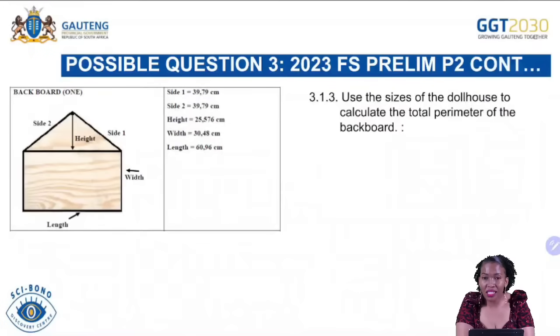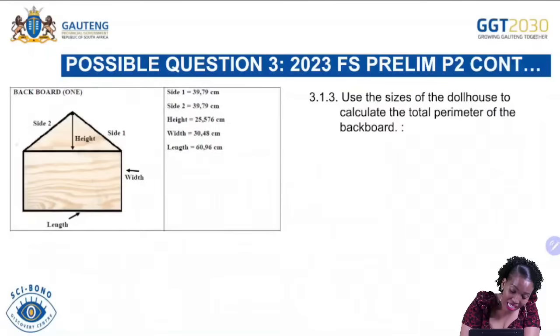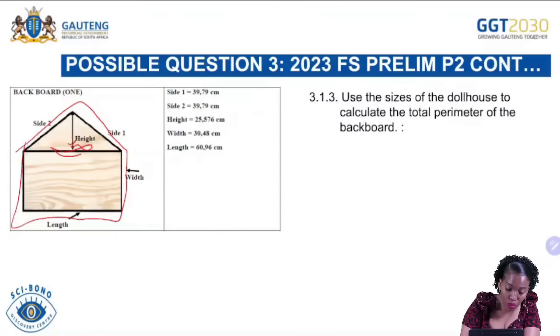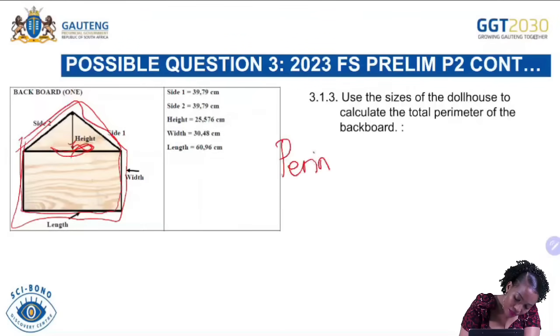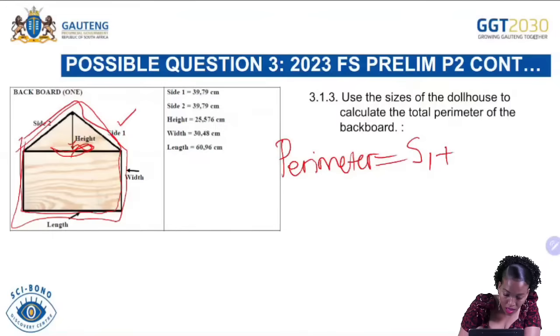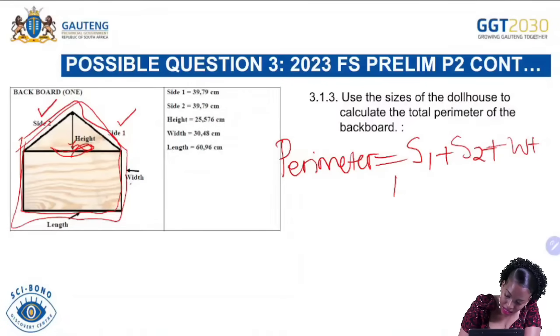3.1.3, use the sizes of the dollhouse to calculate the total perimeter of the backboard. Remember what is a perimeter? Perimeter, it is the distance outside a shape. We don't care about the inside. We don't want to know about the inside. It is just the distance outside a shape. So when you want the perimeter for this shape, we'll say perimeter equals side 1 plus side 2 plus the width plus the length plus this side. This is also the width.